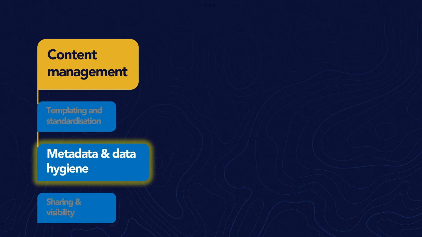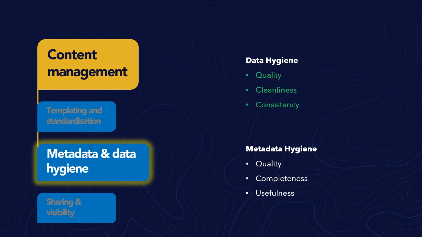So we've had a look at a few ways in which we can start to create some standardization with the data and content by using some templating methods. But we're now going to have a look at how we can improve efficiency in managing our metadata and data hygiene. Before that, I just wanted to clarify what we mean by metadata and data. So data hygiene is quality, cleanliness, and consistency of actual spatial data and attributes. And metadata hygiene is the quality, completeness, and usefulness of the documentation that is describing your data.